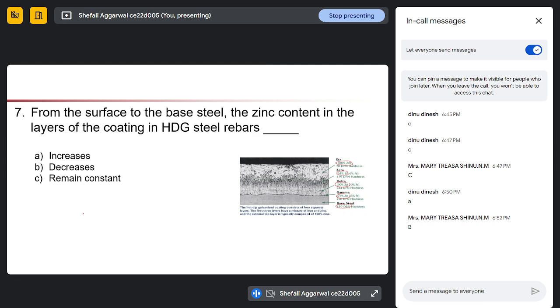Next question is, from the surface to the base steel, the zinc content in the layers of the coating in HDG steel rebars increases, decreases, or remains constant. From the surface to base steel, zinc content is actually decreasing, right? From this point to this point, it's decreasing. Correct.